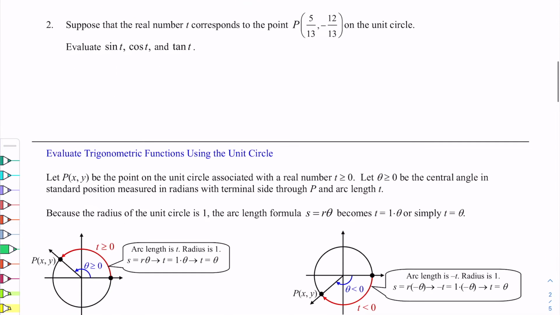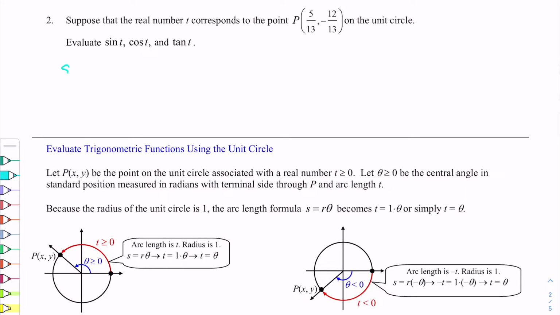As you can see, the sine of t, keep in mind, that's just the y coordinate, so that is just going to equal negative 12/13. Then we will have the cosine of t, and keep in mind that's just the x coordinate. So that's equal to 5/13. Oops, this should have been a negative.